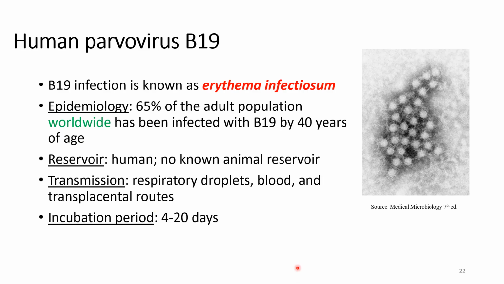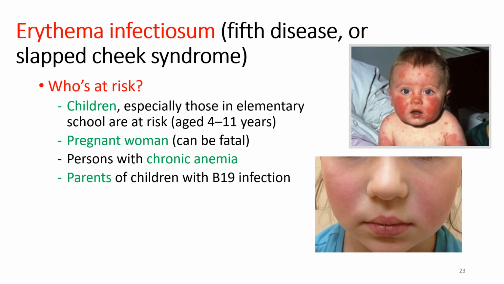Again, no need to memorize these, and this is how this virus looks under the microscope. Remember, this is a very small virus. So what is erythema infectiosum? This is also called the fifth disease, okay, or the slap cheek syndrome.